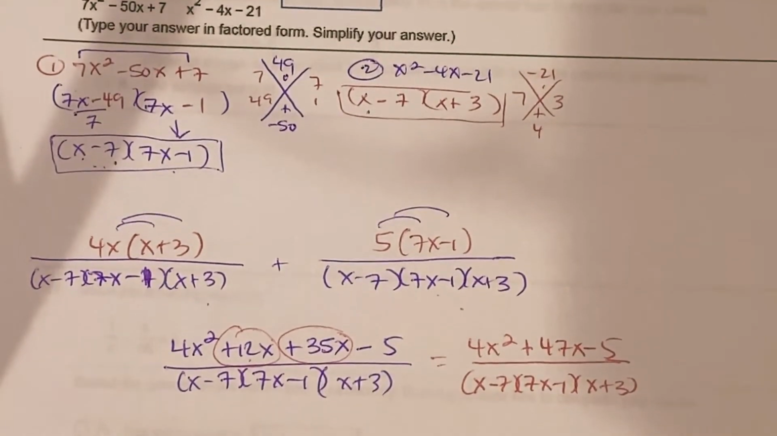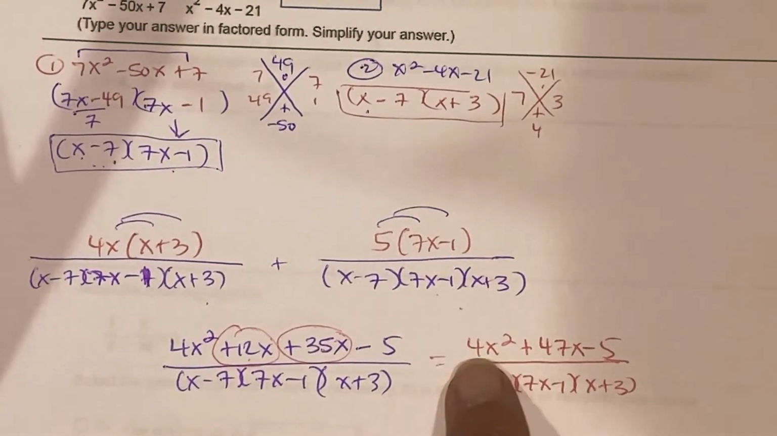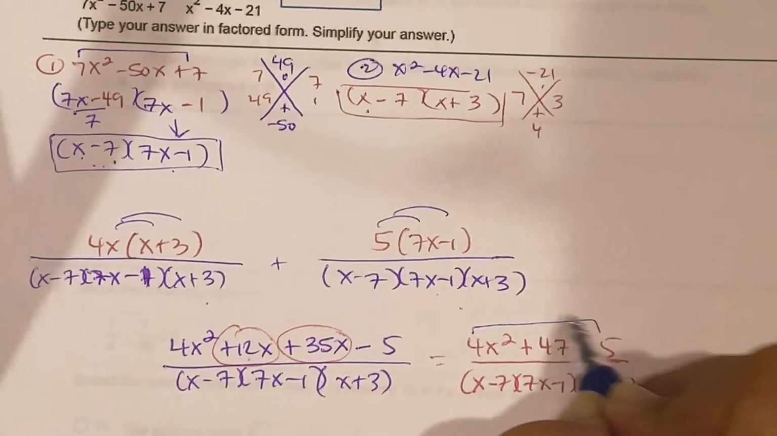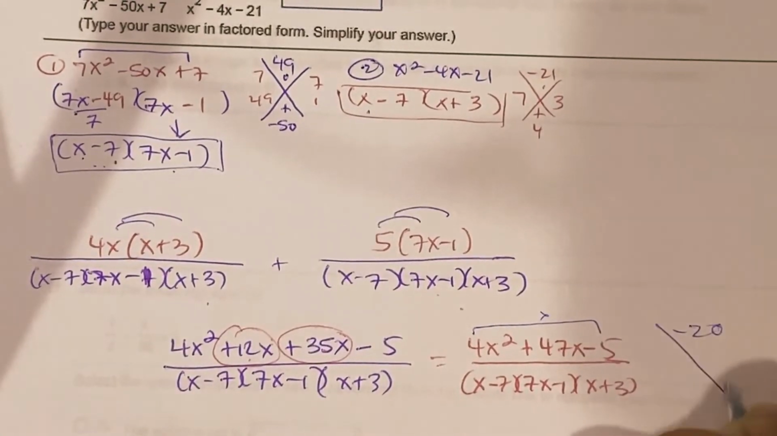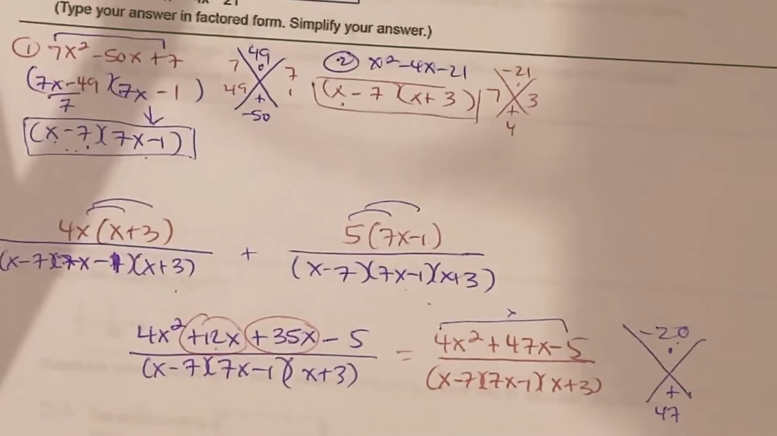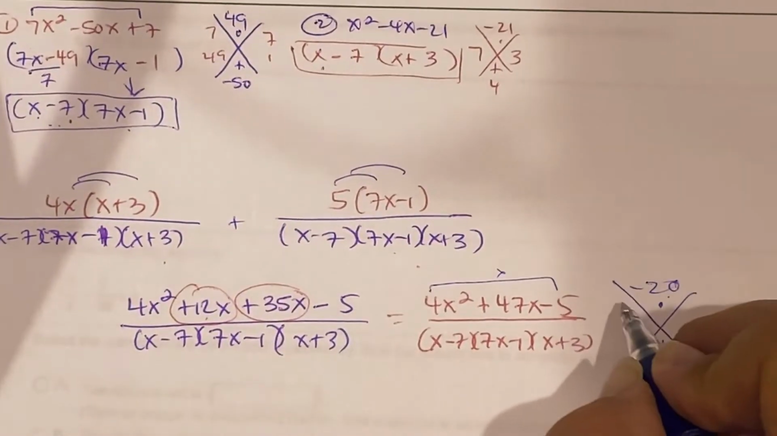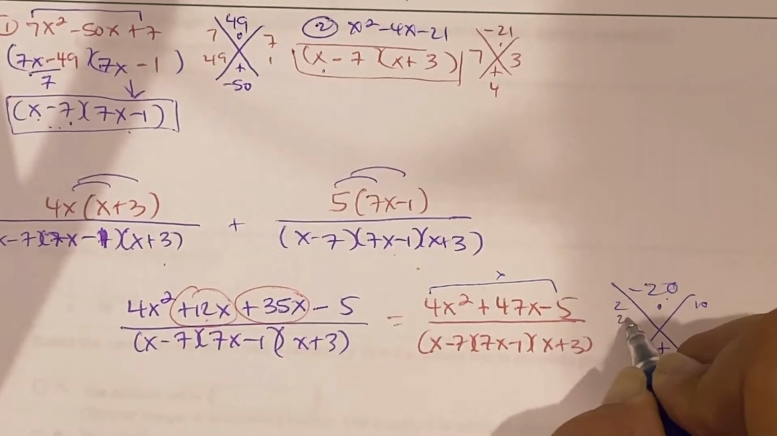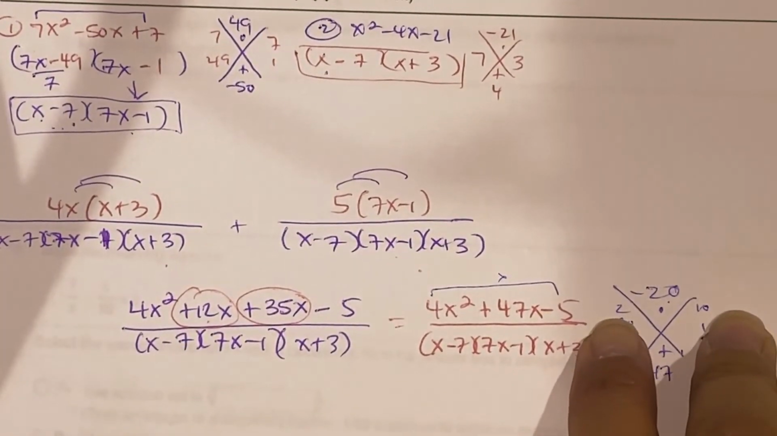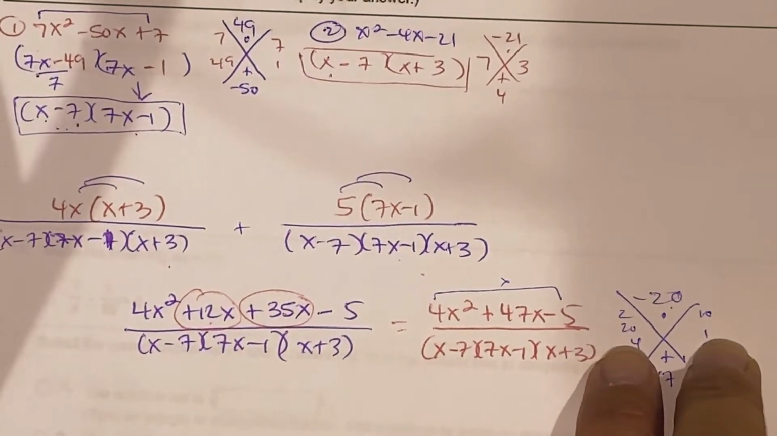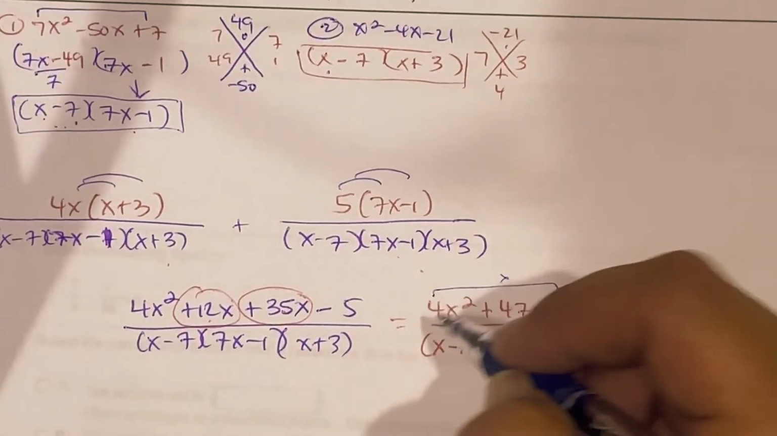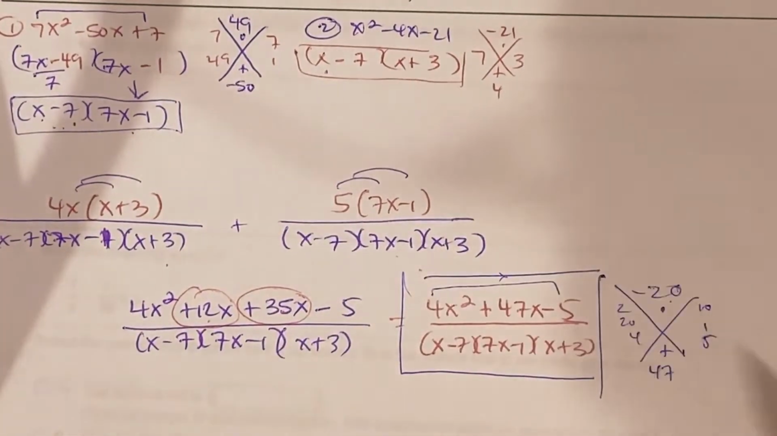When we get to here, you want to know if you can factor this. So you're going to do a little trick. You're going to say 4 times 5, that is negative 20, and it needs to add to 47. Factors of 20 that can get to 47. Well, 20 is 2 times 10, 20 and 1, 4 and 5. When I add 2 and 10, I get 12. 20 and 1 is 21. 4 and 5 is 9. You will never get to 47. So this is your factored piece.